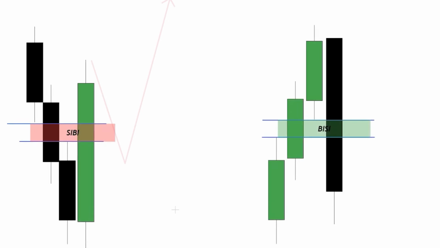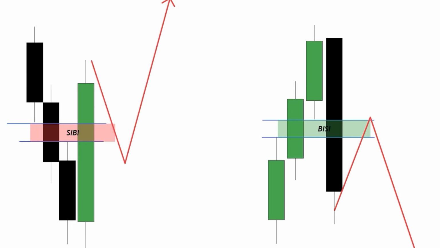There also exists an inversion imbalance. What is it? This is when, for example, we had a bearish imbalance, but the price showed no reaction to it. And the price broke through this imbalance, thereby creating another imbalance, but this time a bullish one. And in this area, we have both a bullish and a bearish imbalance. This entire structure is called an inversion imbalance.